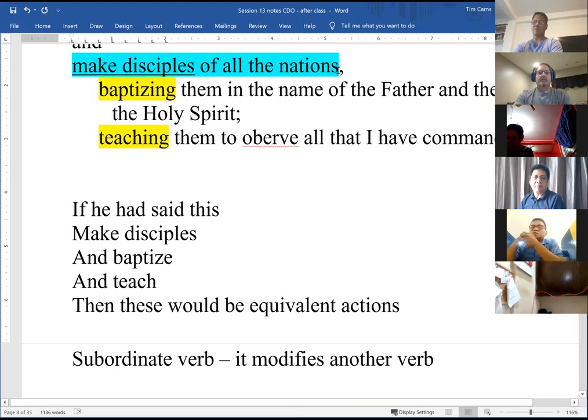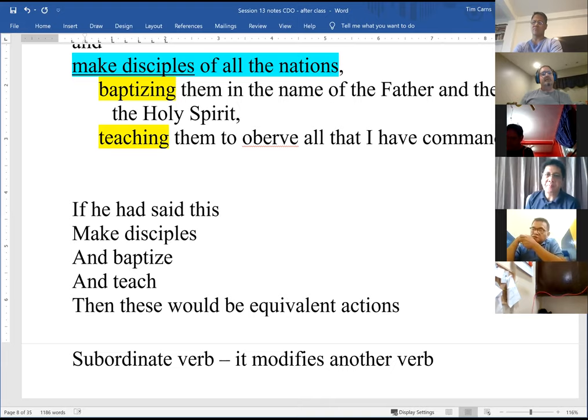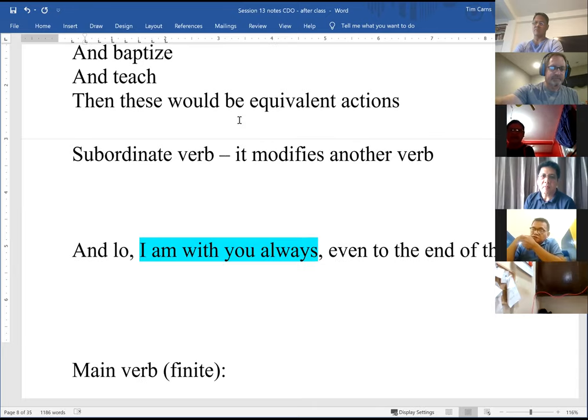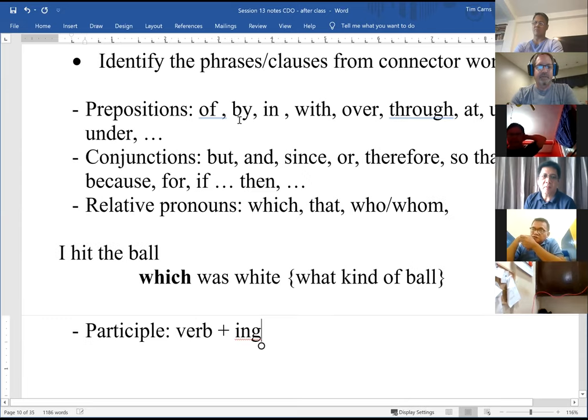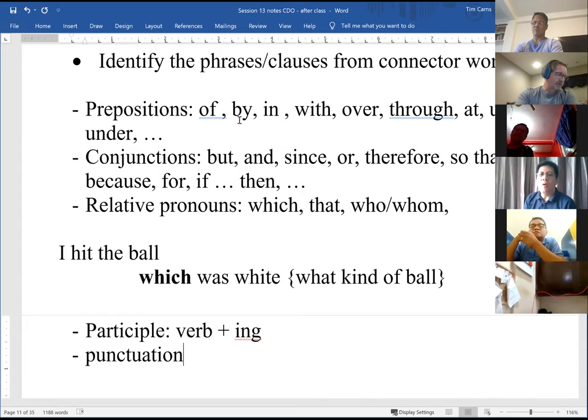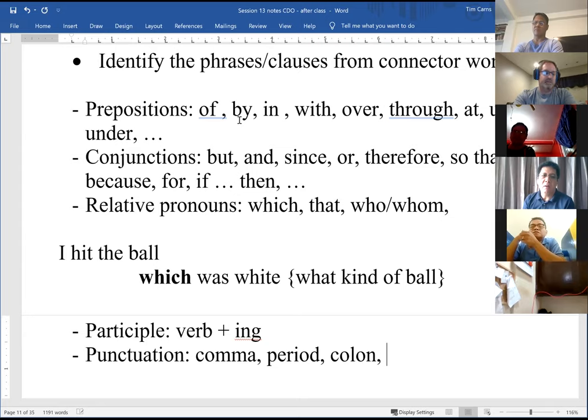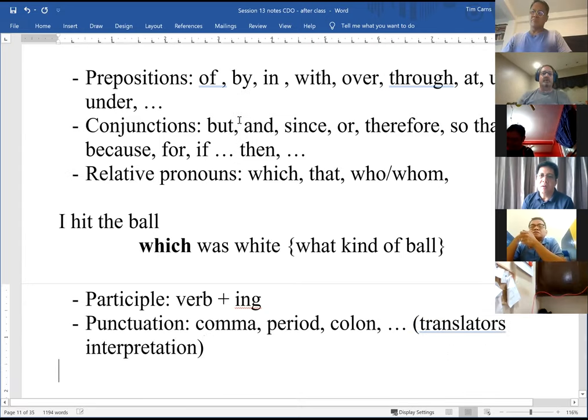Yeah, and so commas are ways that the translator will show us pauses in the sentence. And so that's actually the last type of participles, and then I had at the end punctuation is another way to identify the different phrases and clauses. Beautiful. All right, that's comma, period, colon, etc. But keep in mind, this is an interpretation. This is a translator's interpretation because there's no punctuation in the original Hebrew or Greek.